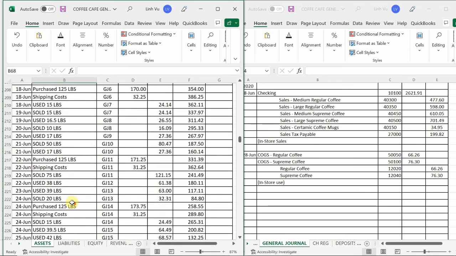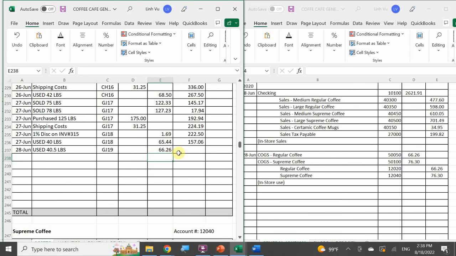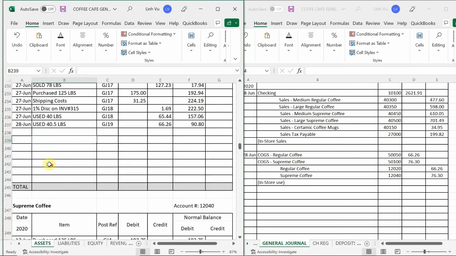And then we go to the asset to update the inventory. Okay, here's regular coffee. And it's 66.26. Used 40 pounds. Oh, 40 and a half. Sorry. No worries. 66.26. And then we have a balance of $90.80. Right, which looks correct. Yeah, looks correct.